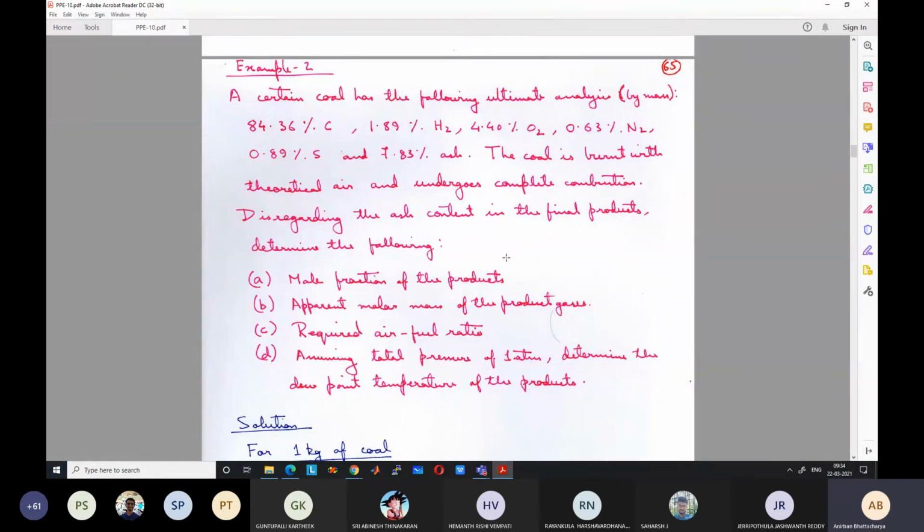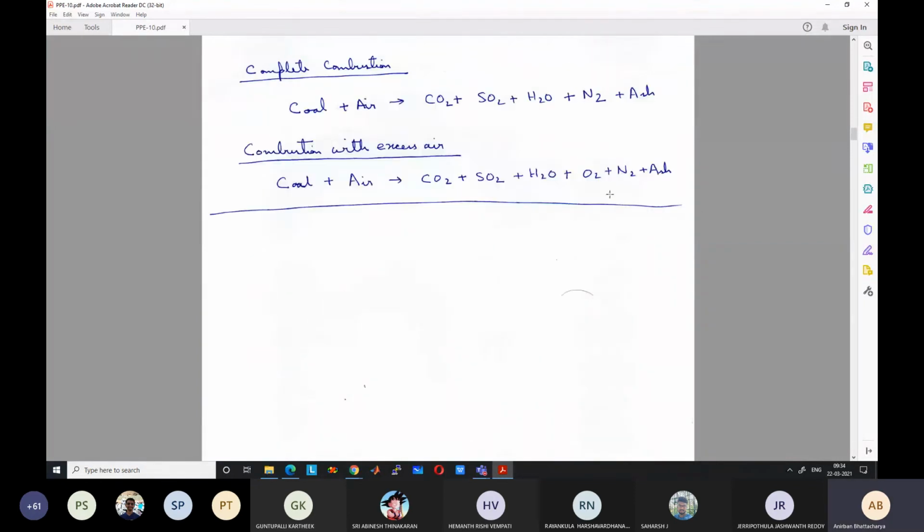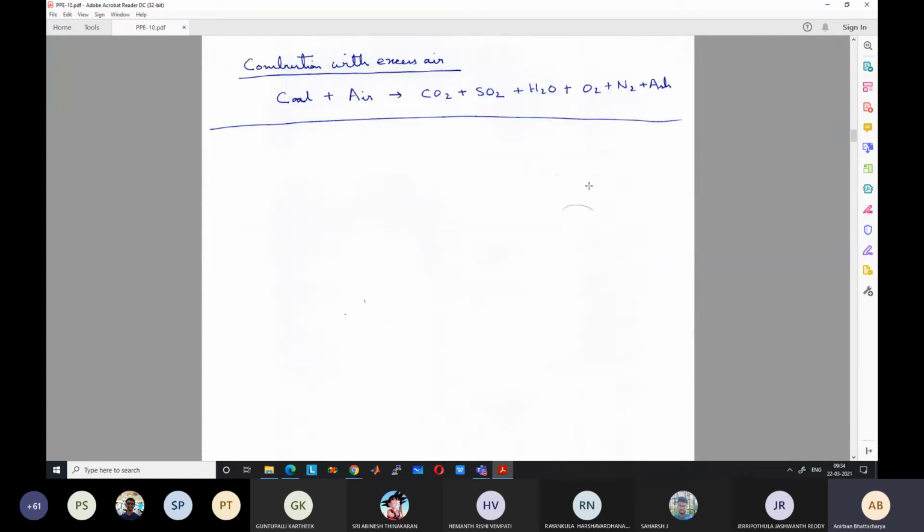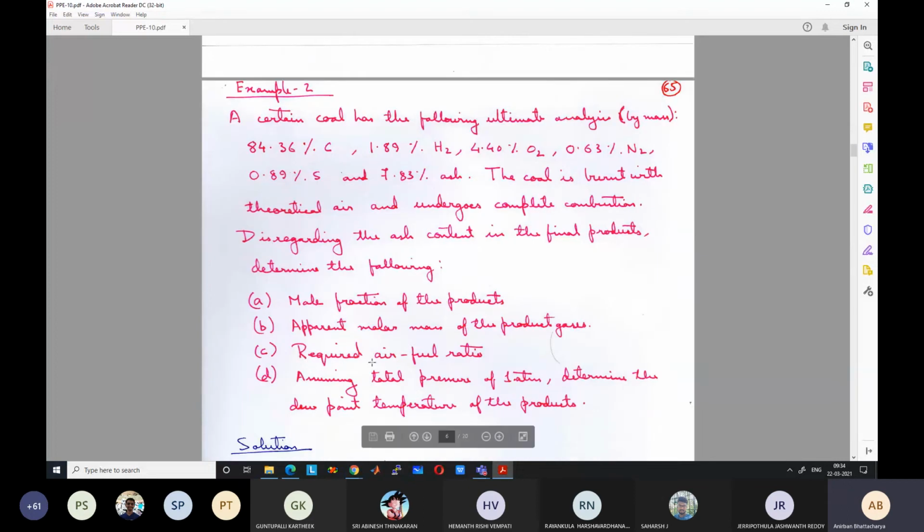So find the following. What is the mole fraction of the products? There are different products which are formed. We have already seen that for complete combustion, the products should be CO2, SO2, H2O, and N2. If we ignore ash, and because this is complete combustion with a stoichiometric amount of air, there should not be any oxygen. So we want to find the mole fraction of CO2, SO2, H2O, and N2 in the final products.